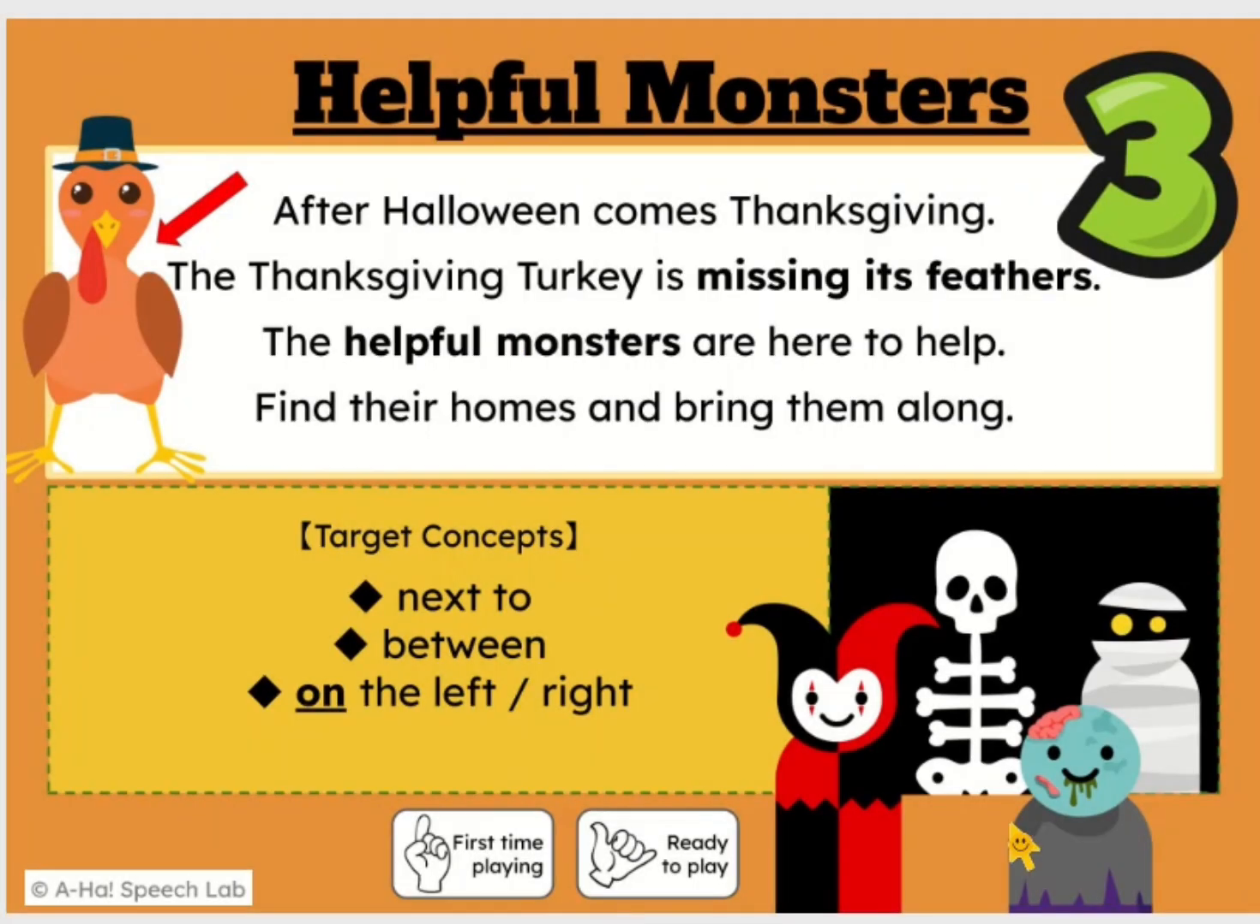So the third version is a little different. Instead of a cake, it's actually a turkey, because after Halloween, Thanksgiving comes up. And this turkey is missing its feathers. So again, the helpful monsters are going to help bring the feathers back to the turkey. So again, this one addresses concepts of on the left and right, but it incorporates next to something on the left, between something on the right, things like that.